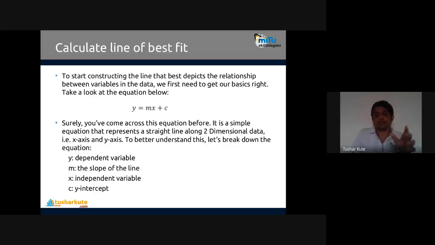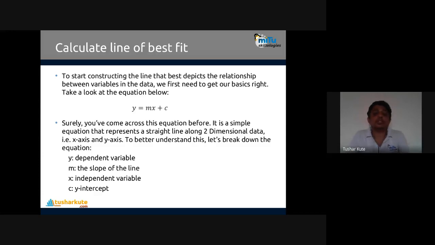Now this model is based on the same idea of a line, like y equals mx plus c, as we have seen for linear regression. The same formula is used here to calculate or draw the line of best fit. But how exactly it processes, that we will see. To start constructing a line that best depicts the relationship between variables in the data, we first need to get our basics right. So we know the equation y equals mx plus c. Let's revise what exactly the formula means. Surely we have come across the equation before.